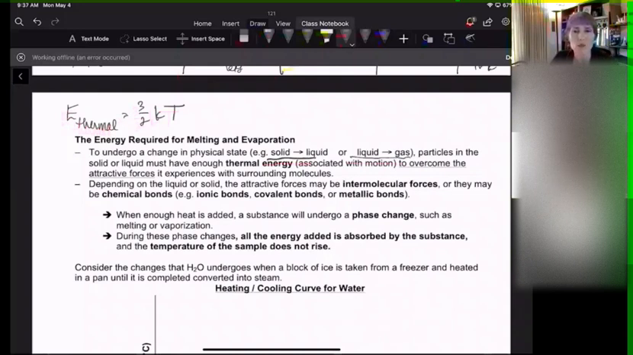So it's like the particles want to be with their friends. They want to be close, surrounded by their friends. So at what point do they have enough energy from the heat, enough kinetic energy, that they can move, that they can get away from their nearest neighbors because they have too much energy?